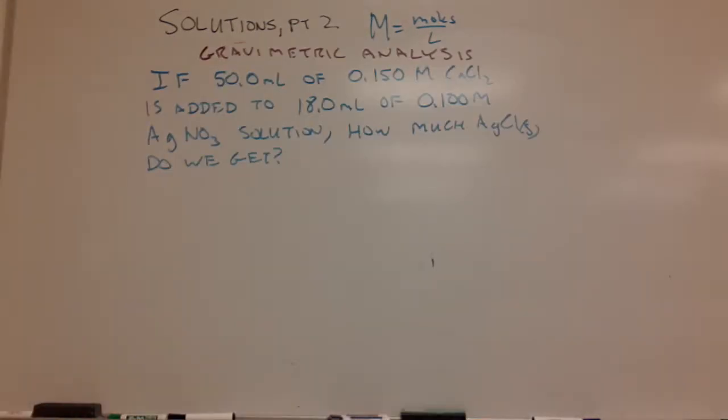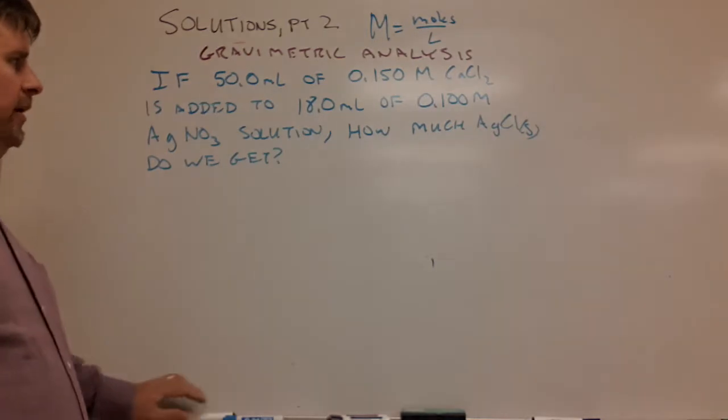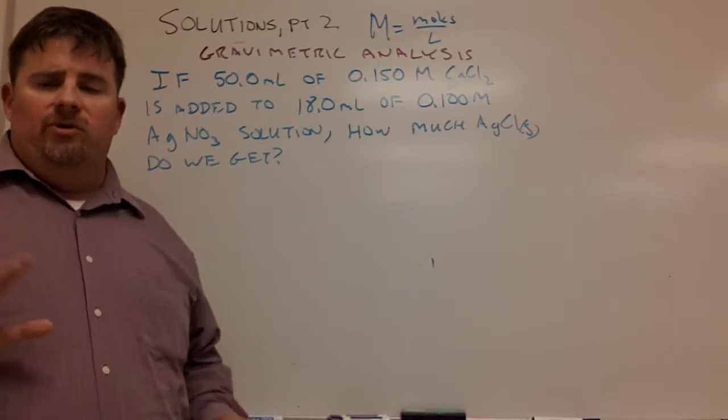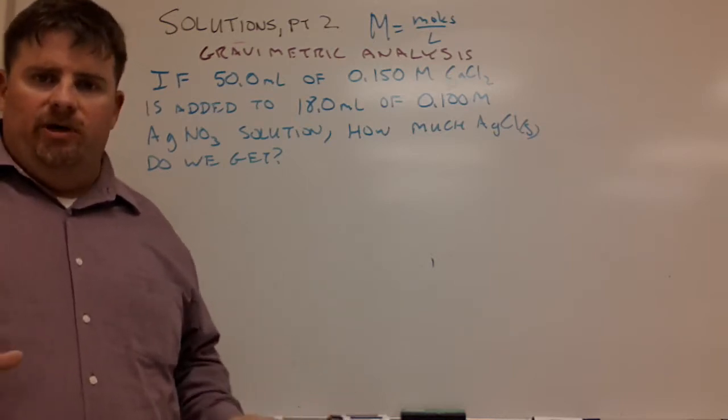All right, now in this case, I've got more solutions, and I've got 50 mils of a 0.150 molar calcium chloride solution, and I'm adding it to 18 milliliters of a 0.1 molar silver nitrate solution. How much silver chloride am I going to get? Okay. First thing we're going to do is we've got to write out the balanced equation for this.